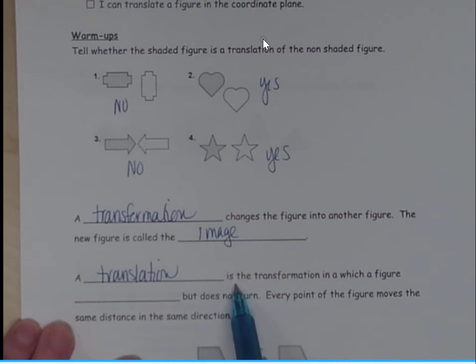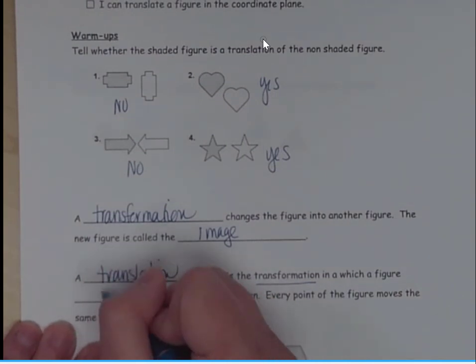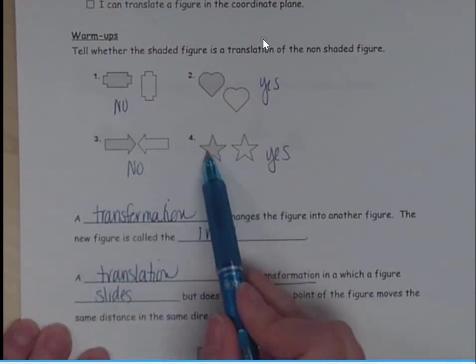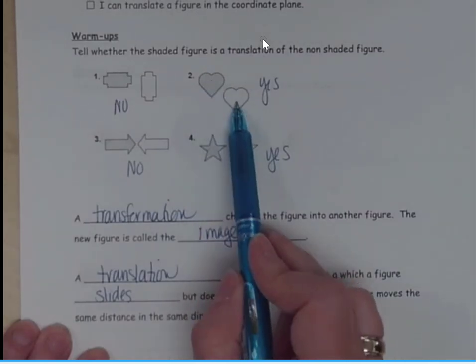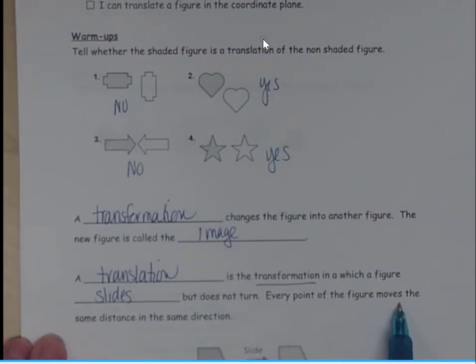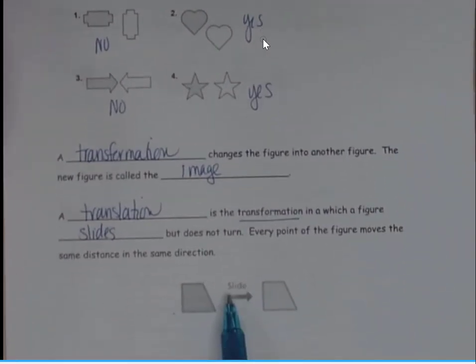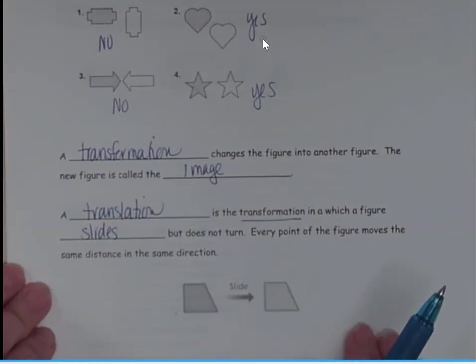Now, a translation is a transformation in which a figure slides, but does not turn. So just this one went this way, this one went this way. Every point of the figure moves the same distance in the same direction. So this one moved the same distance, this one, and this one. We simply consider this a slide.